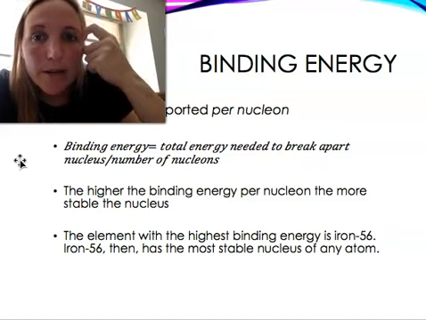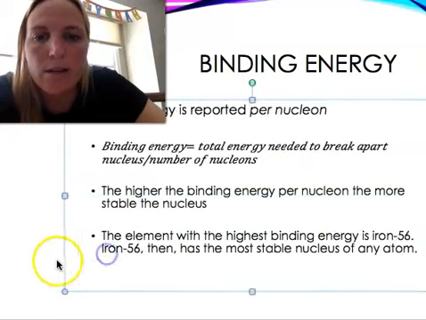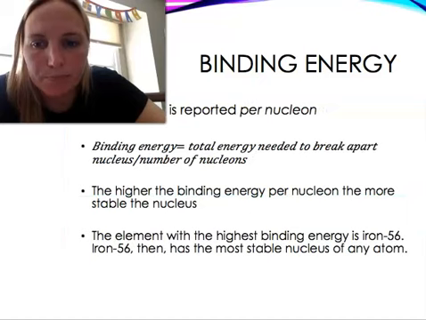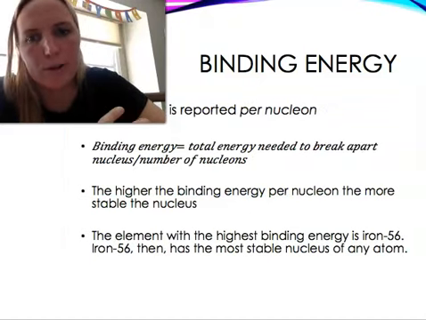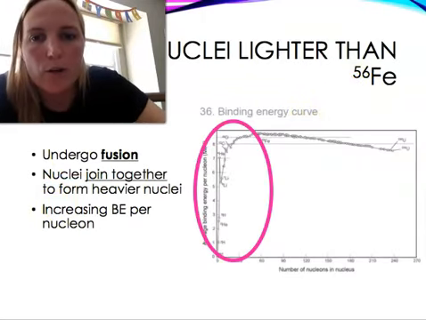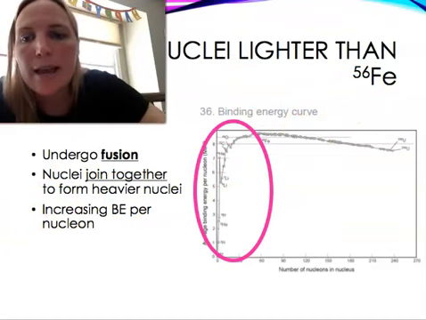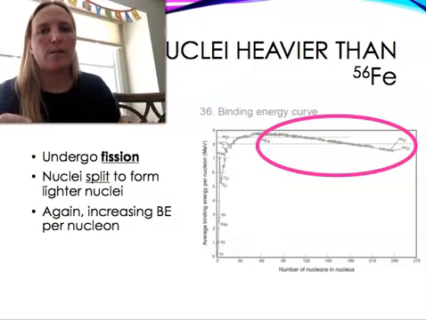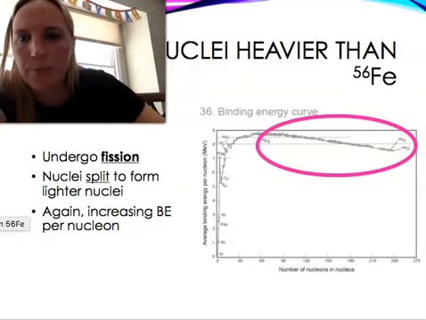So if we look at something like, well, how do we know what is most stable? The highest binding energy is iron 56. So it has the most stable nucleus of any element actually. So we could kind of use that to look at, well, what happens to elements that have binding energies above or below? So elements that are lighter than iron 56 end up undergoing fusion. And elements that are heavier than iron 56 undergo fission, which means that fission is kind of like division, where you have a heavy nucleus and it splits up into lighter ones.